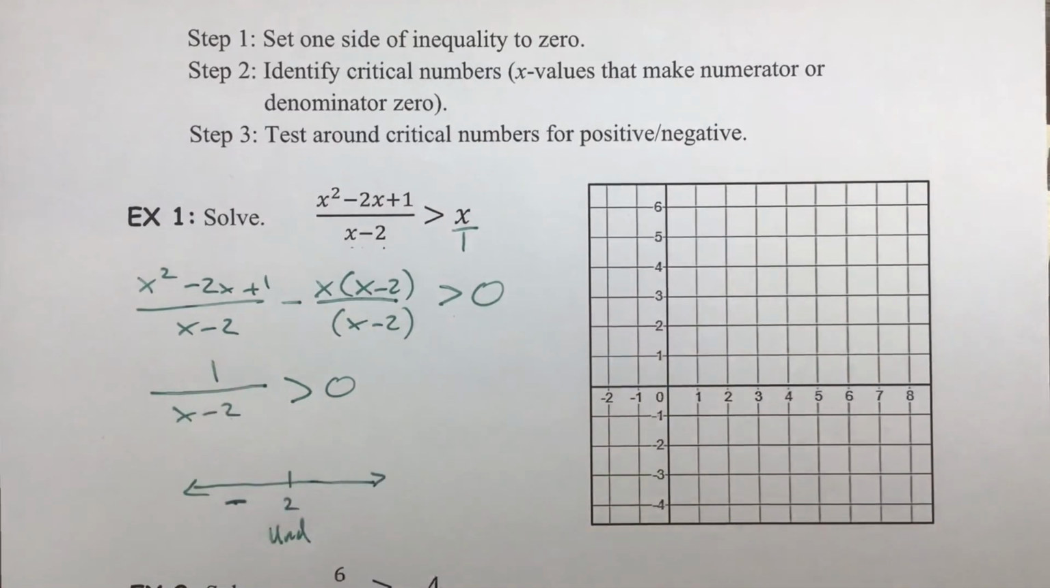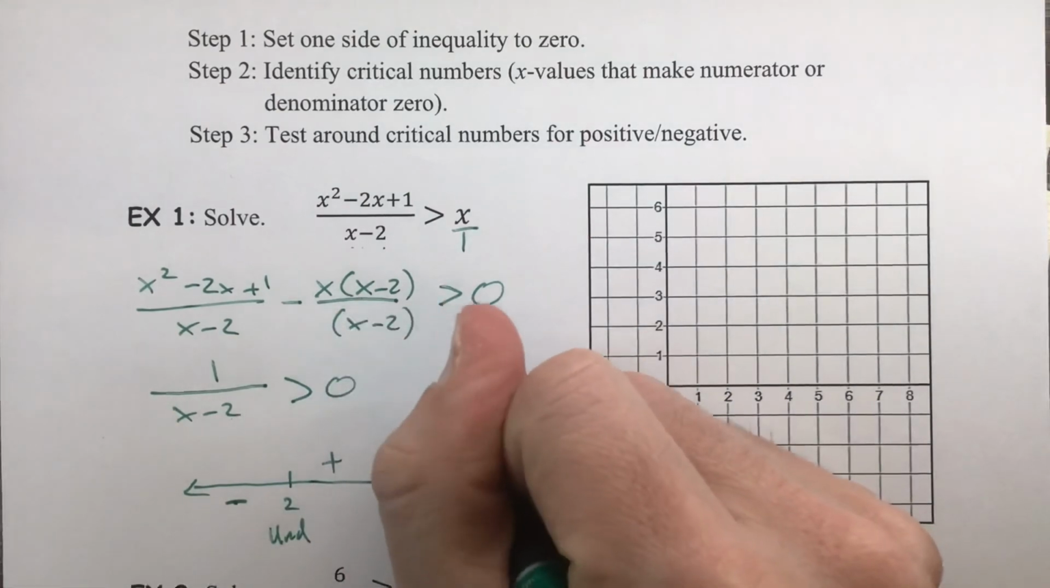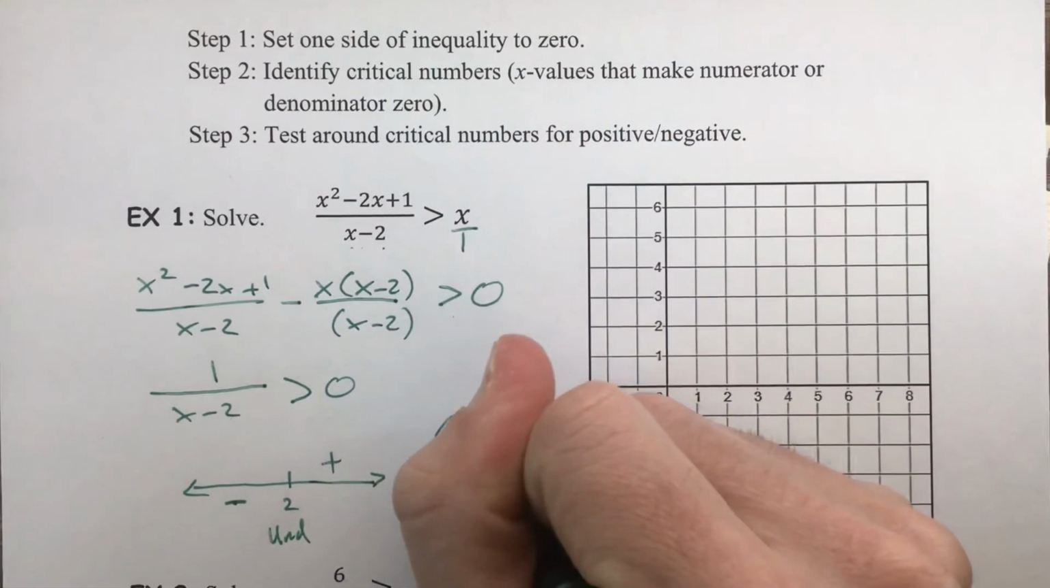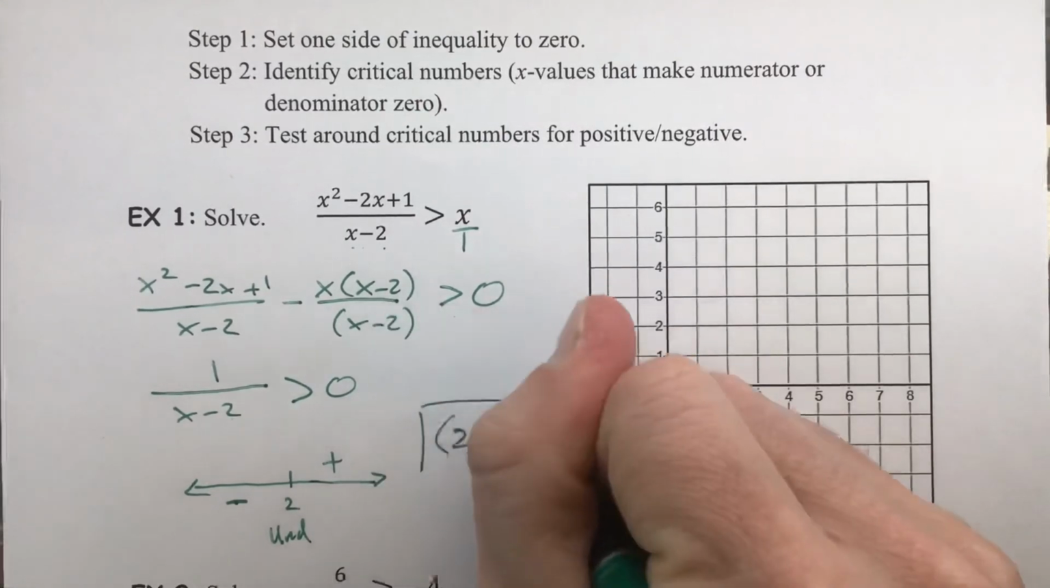We're going to be negative on that side. If I choose a value greater than 2, like 3, plug in a 3, I'm going to get a positive 1 on the bottom. You can get 1 divided by 1. Point is that it's positive. So over here, our answer to this whole thing is just going to be what values will be greater than 0 when you plug them into this thing. And those are going to be any values that are greater than 2. So our answer is going to be an open interval from 2 to infinity.